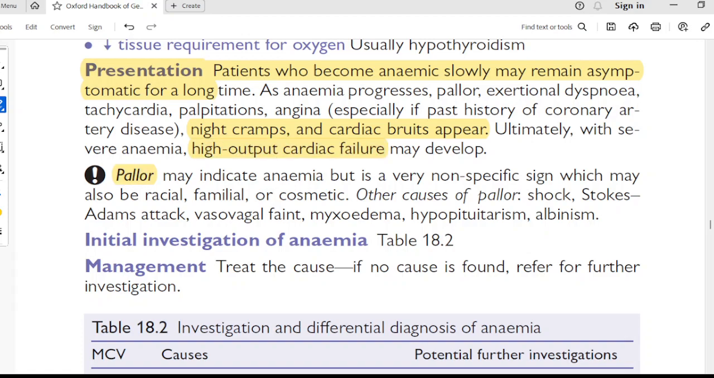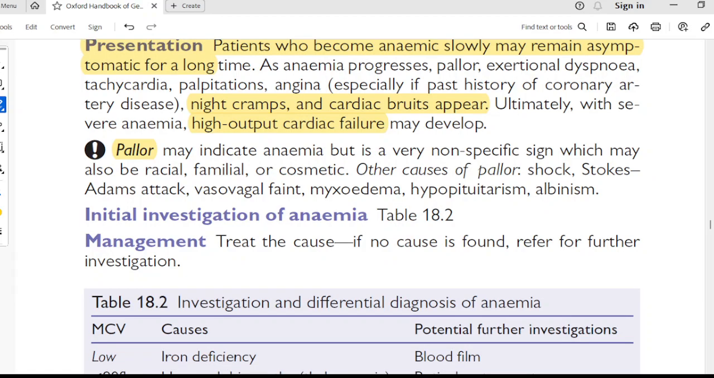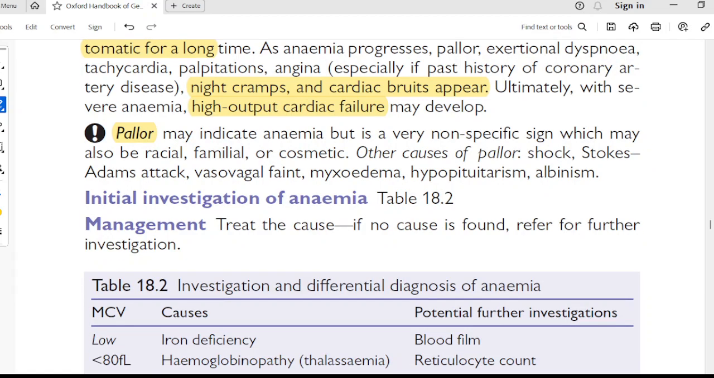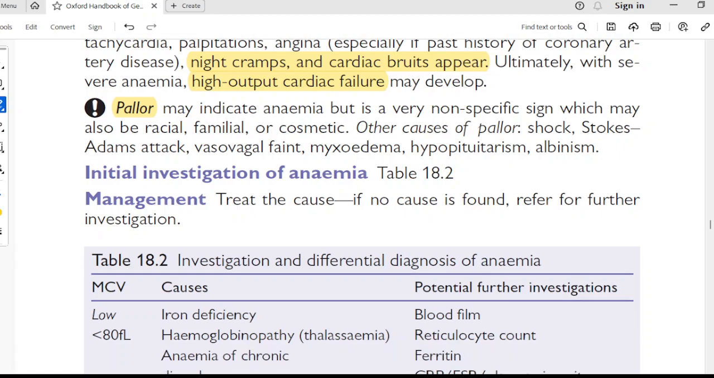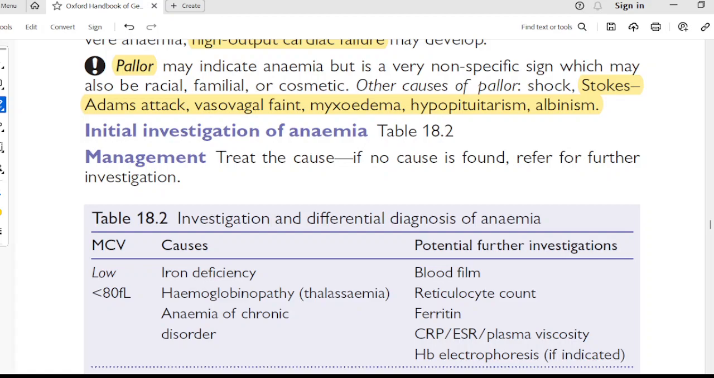Pallor may indicate anemia but is a very non-specific sign which may also be racial, familial or cosmetic. Other causes of pallor are shock, Stokes-Adams attack, vasovagal faint, myxedema, hypopituitarism and albinism.